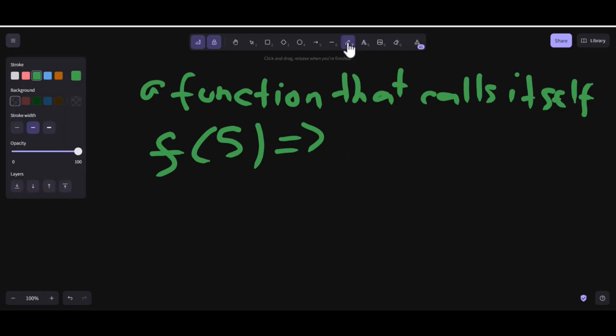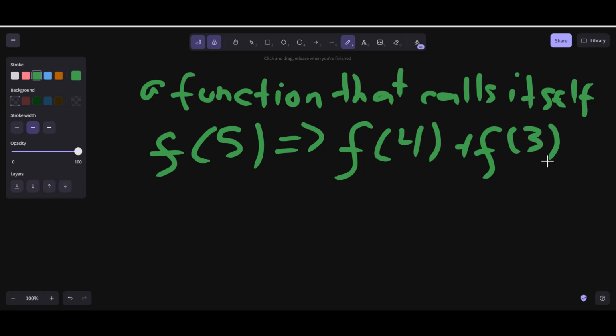Well, let's think about it. We would know that this would be f of 4 plus f of 3. f of 4 is the number before f of 5, and f of 3 is the number before that. So if I take these two numbers and add them together, then I should be able to get f of 5. Here's where recursion comes in.